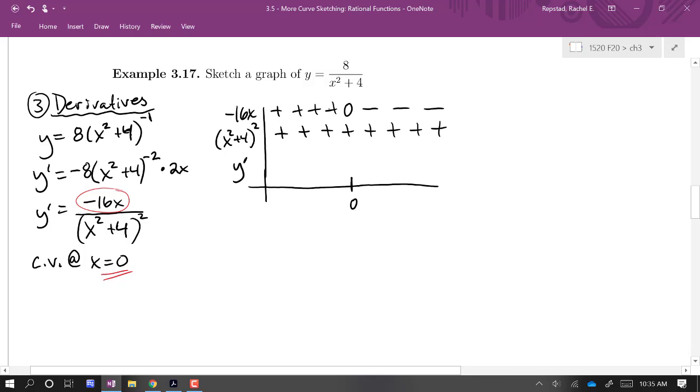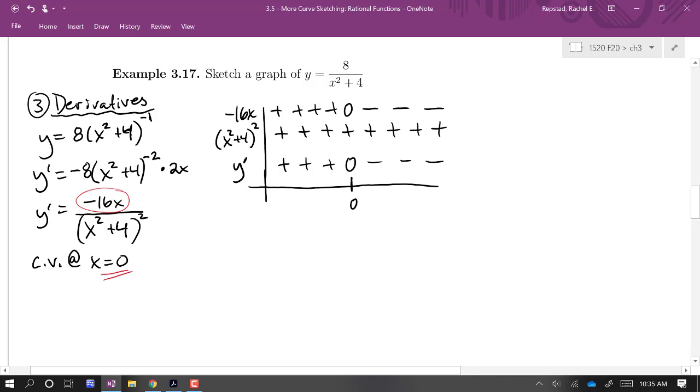The negative 16x is in the numerator, and so that means that y prime is in fact 0 there. If it was a denominator that was 0, then y prime would be undefined, so we want to be careful about that. And then we fill in the table as usual. I'm going to refrain from making any conclusions now because I know I'm going to organize this information in my table later. But obviously we use this information to draw conclusions about increasing and decreasing and maxes and mins.